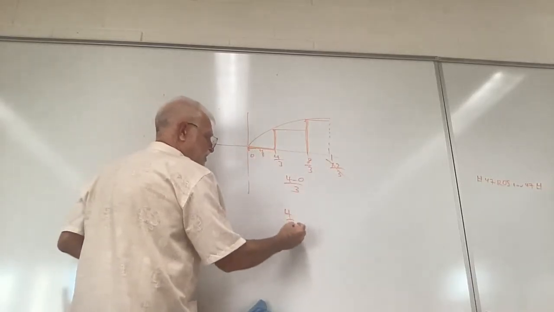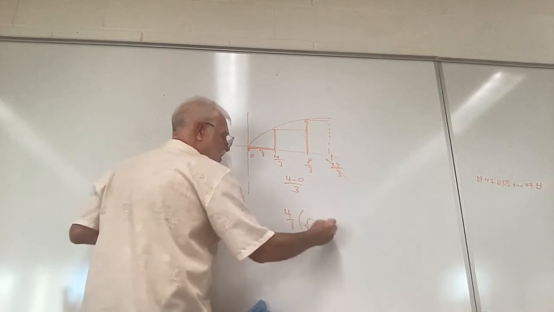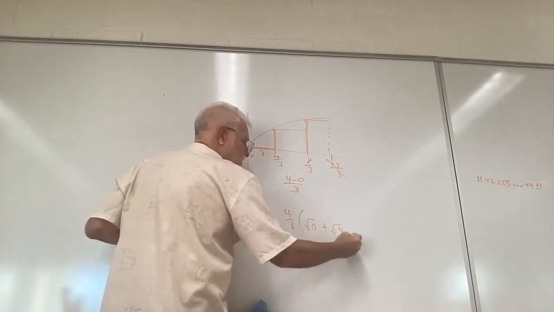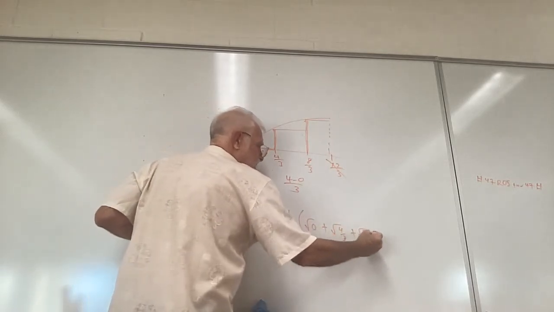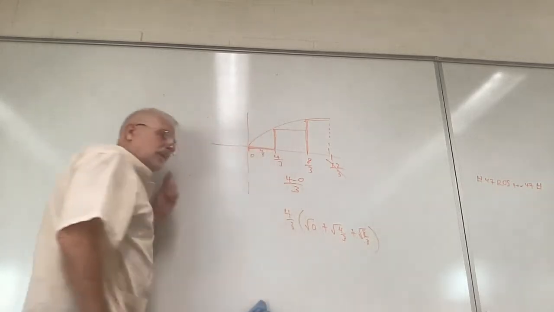And so 4/3 times the square root of 0 plus the square root of 4/3 plus the square root of 8/3 is all you have to write.